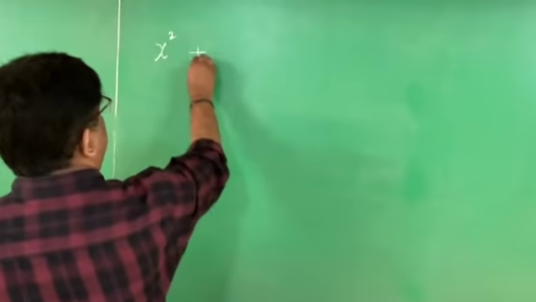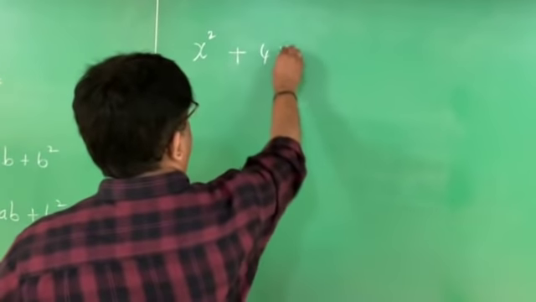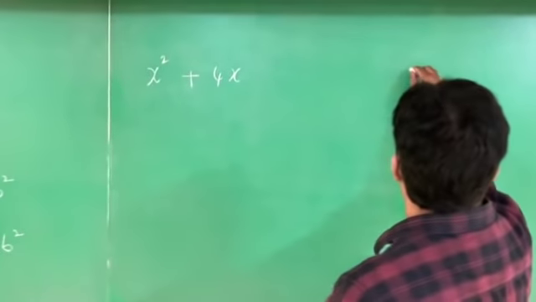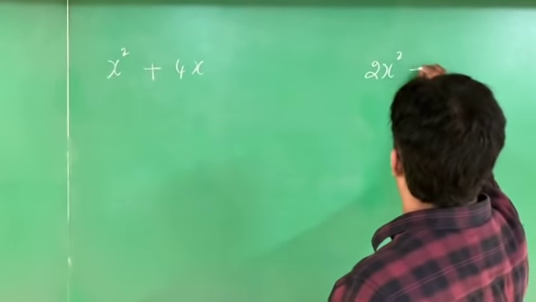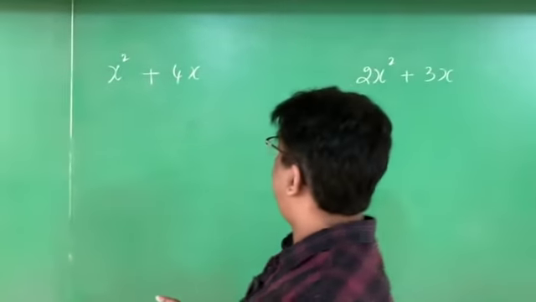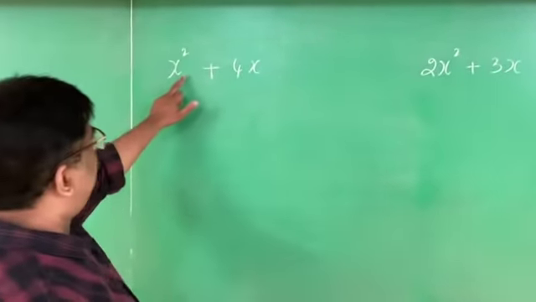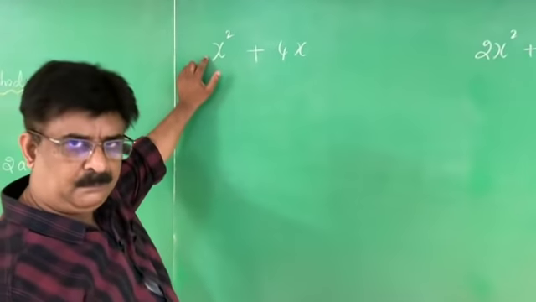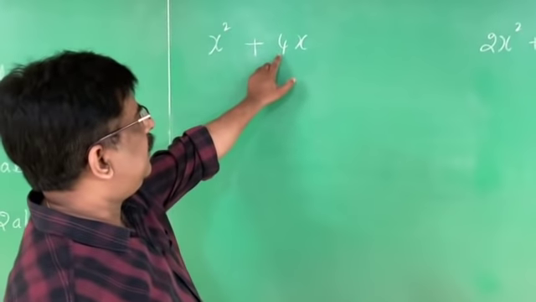See, here there is a problem. x square plus 4x. Again I come back to the x square plus 4x. If I write a number like this, 2x square plus 3x, be careful. In this case, what happened? Only x square is there. Is there any number here? There is no number. Then here what is there? 4x is there.